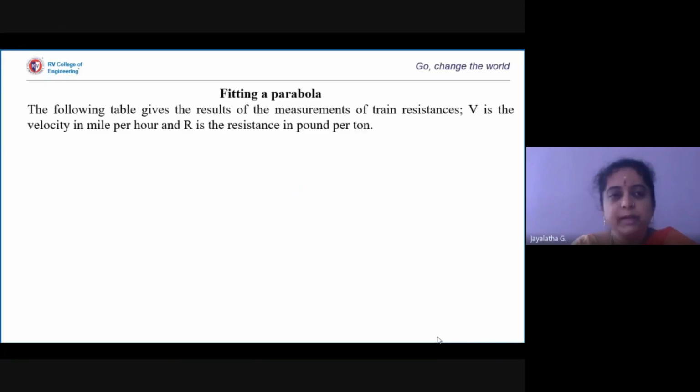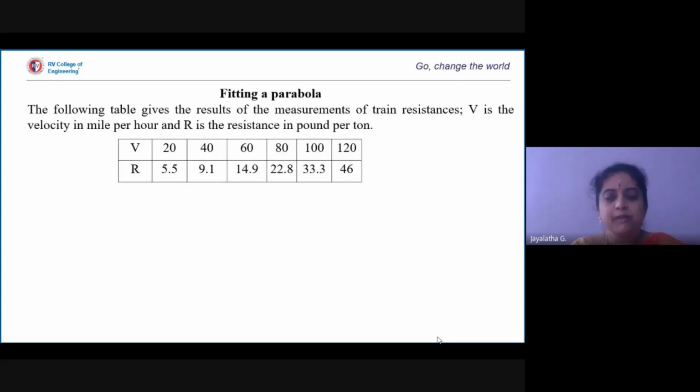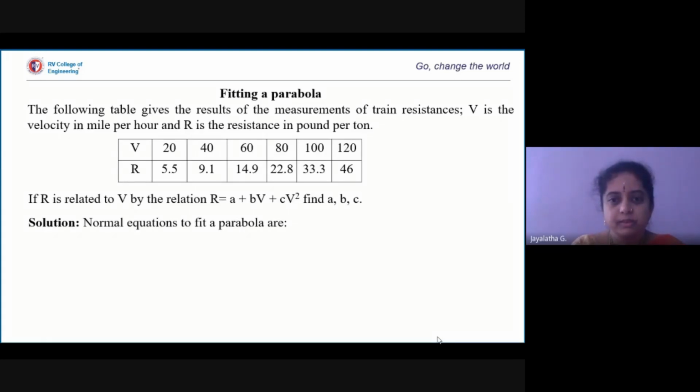Now to fit a parabola, I've taken an example of results of measurements of train resistances, where V is the velocity in miles per hour and R is the resistance in pounds per ton. So you have V versus R. You need to fit a curve of the form R equals A plus BV plus CV squared. That is, our aim is to find the values of A, B, C.